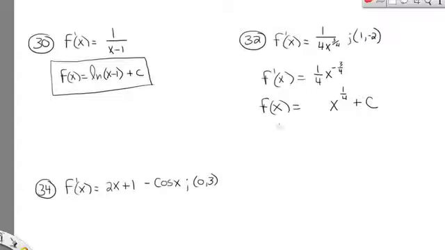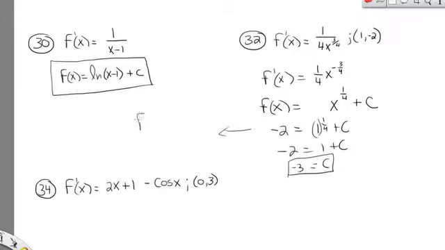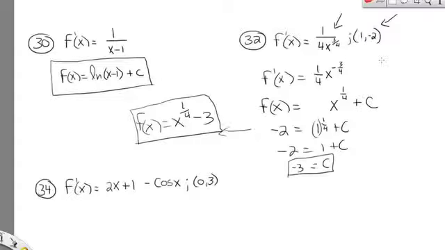So f of x, the output is negative 2, the input is 1, so I get negative 2 equals 1 plus c, or c equals negative 3. So the answer to the question is, let's just write it over here, f of x equals x to the 1/4 minus 3. This is the very specific function whose derivative would be given by this, and who satisfies the point (1, negative 2).